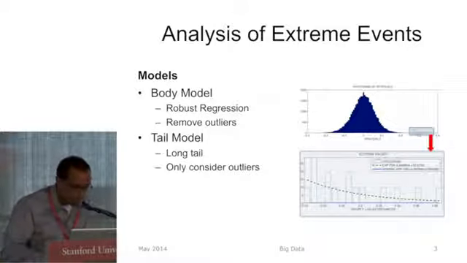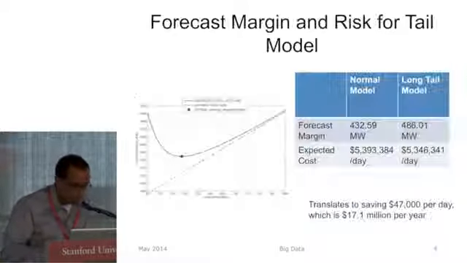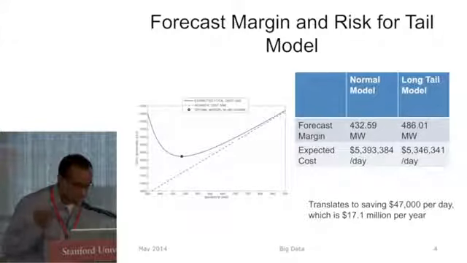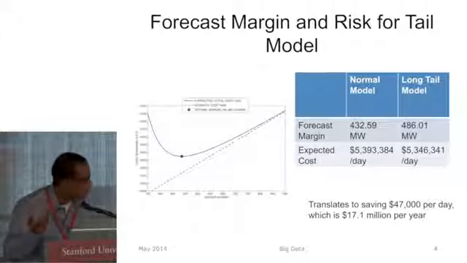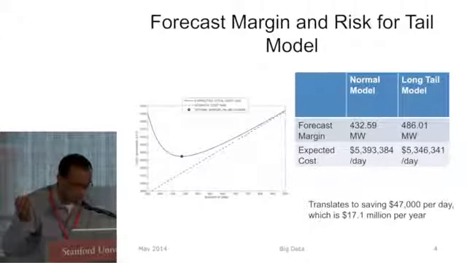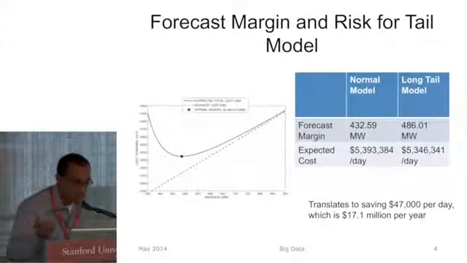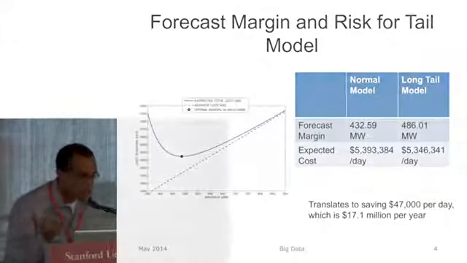Just to give an example of some of the results we got, we look at two different models. One is the basic normal model that everyone uses, and the other is this long tail model that analyzes the extreme events happening. The results turn out that you save $47,000 per day if you listen to your long tail model, which amounts to $17.1 million a year. If you're interested to know more about this, please stop by the poster and I'll give you more details. Thank you.